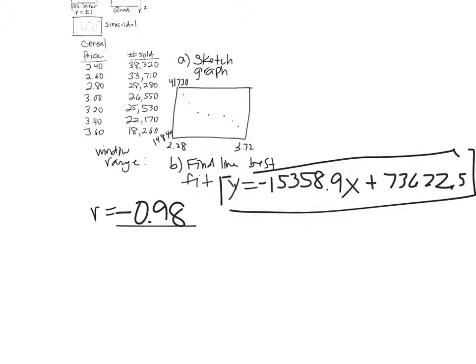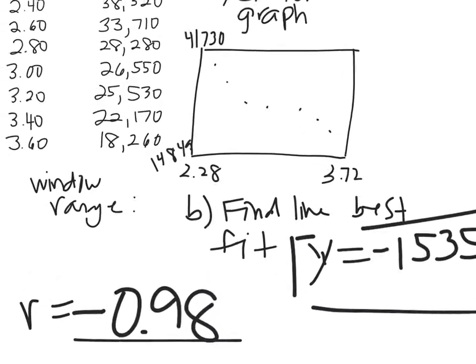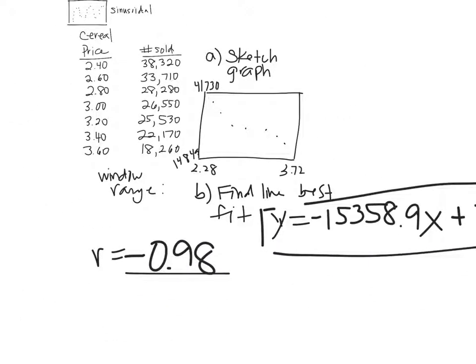There you go. All right, so now let's go ahead and we're going to put this line on our calculator. And there's a few ways to do that. There's actually 3 ways to do that. Number 1, you go to Y equals, and then you just type it in, right? Negative 15,358.9x plus 73622.5. And then you hit graph, and it should show up, and that's your line. Okay? Just go to Y equals and manually type in that equation of the line.